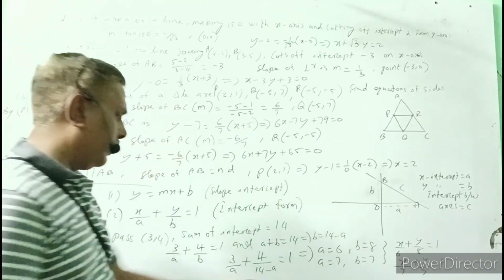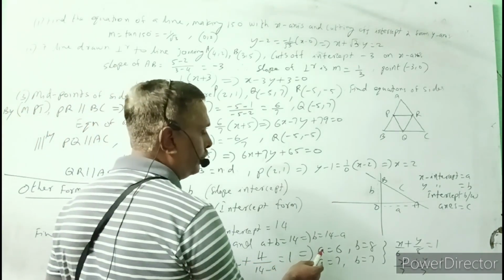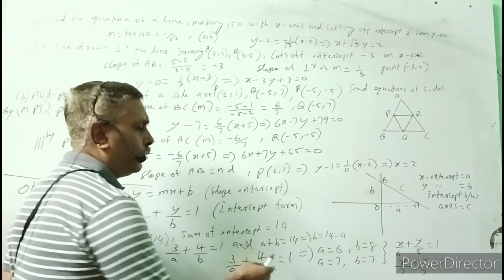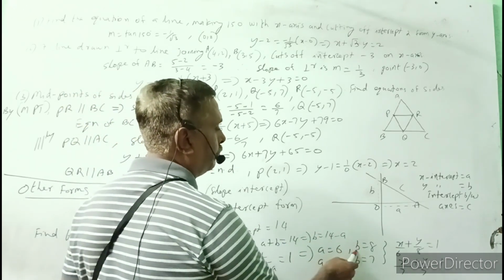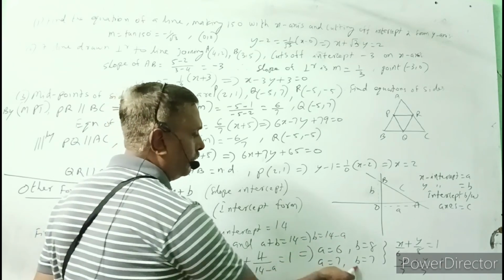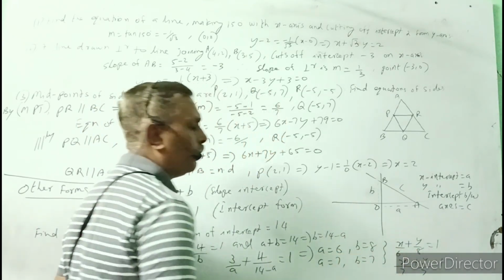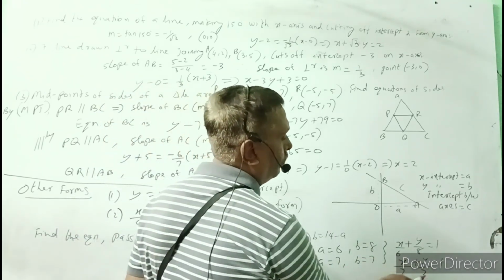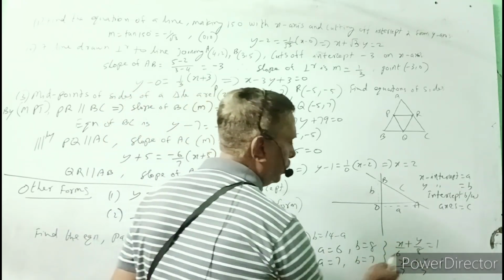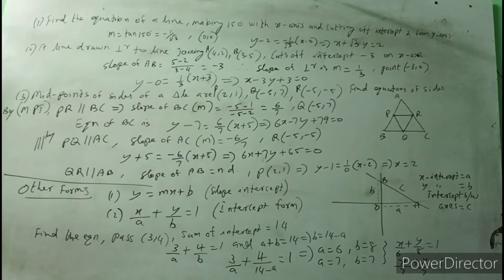In 10th standard you studied how to make the quadratic equation. So two answers will come for a and two answers for b. When a is equal to 6, b is equal to 8, and a is equal to 7, b is also 7. So the two equations are x upon 6 plus y upon 8 equal to 1, and x upon 7 plus y upon 7 equal to 1. You may simplify by taking the LCM, or you may leave it like that, there is no problem.